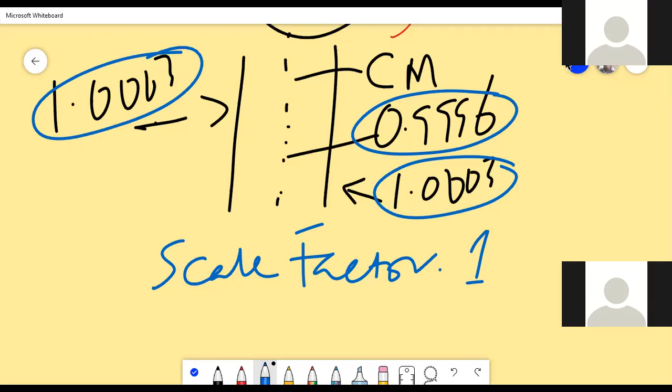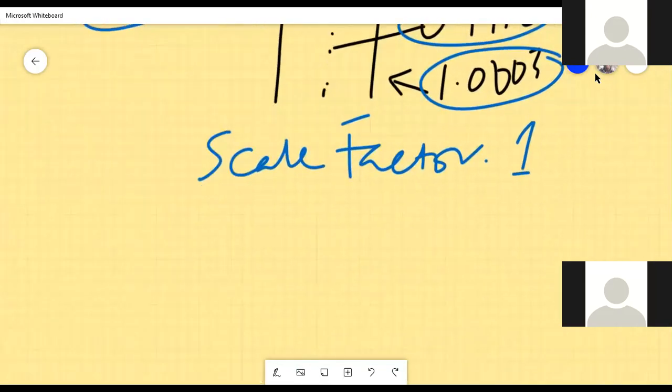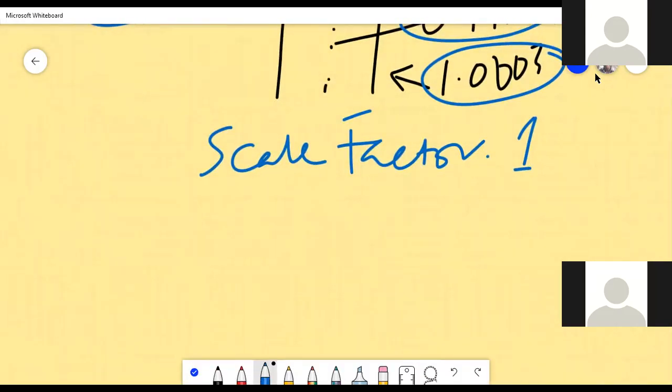Let me caution all of you. This is a GHS question. What does it mean? Scale factor of 1. The meaning that every distance that you measure, you multiply by 1. Okay, that is the wrong answer.